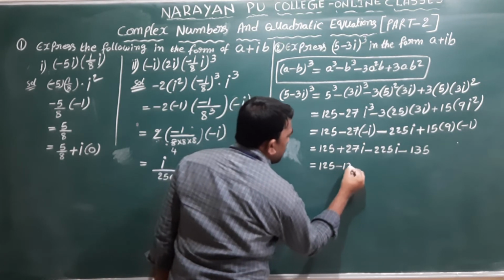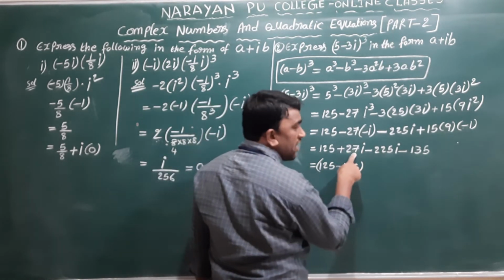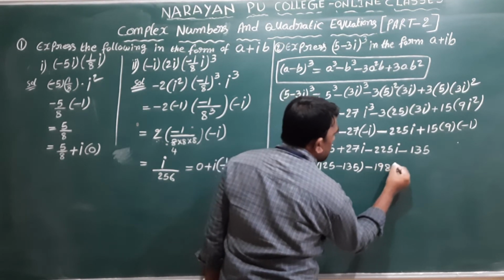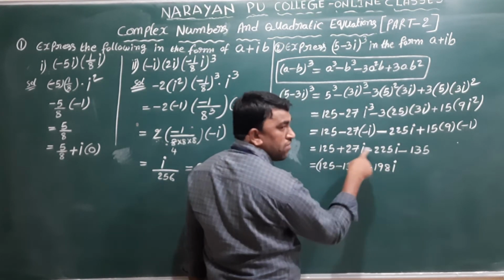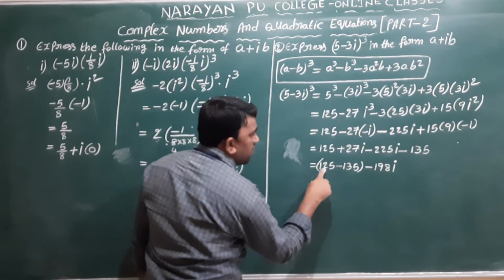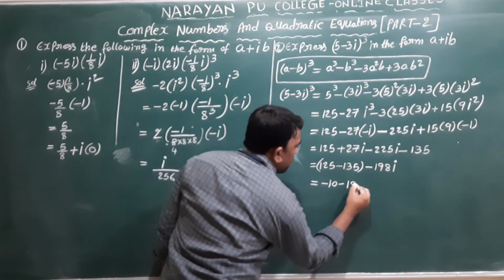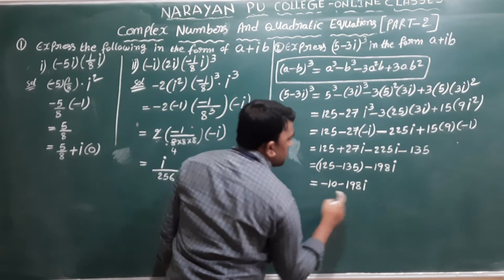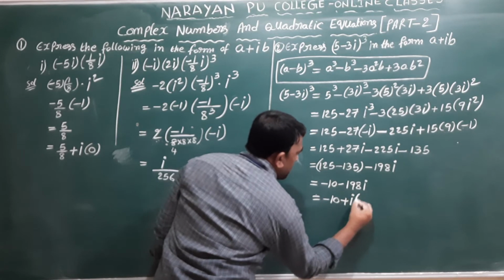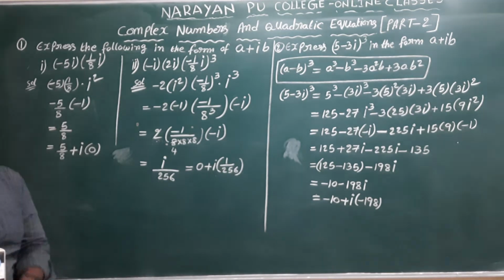First, real parts we write one side: 125 minus 135. Imaginary parts: 27i minus 225i, so 27 minus 225, that is minus 198i. So 125 minus 135 is minus 10, minus 198i. So a plus ib, if you want to write, minus 10 plus i into minus 198. This is in the form of a plus ib.